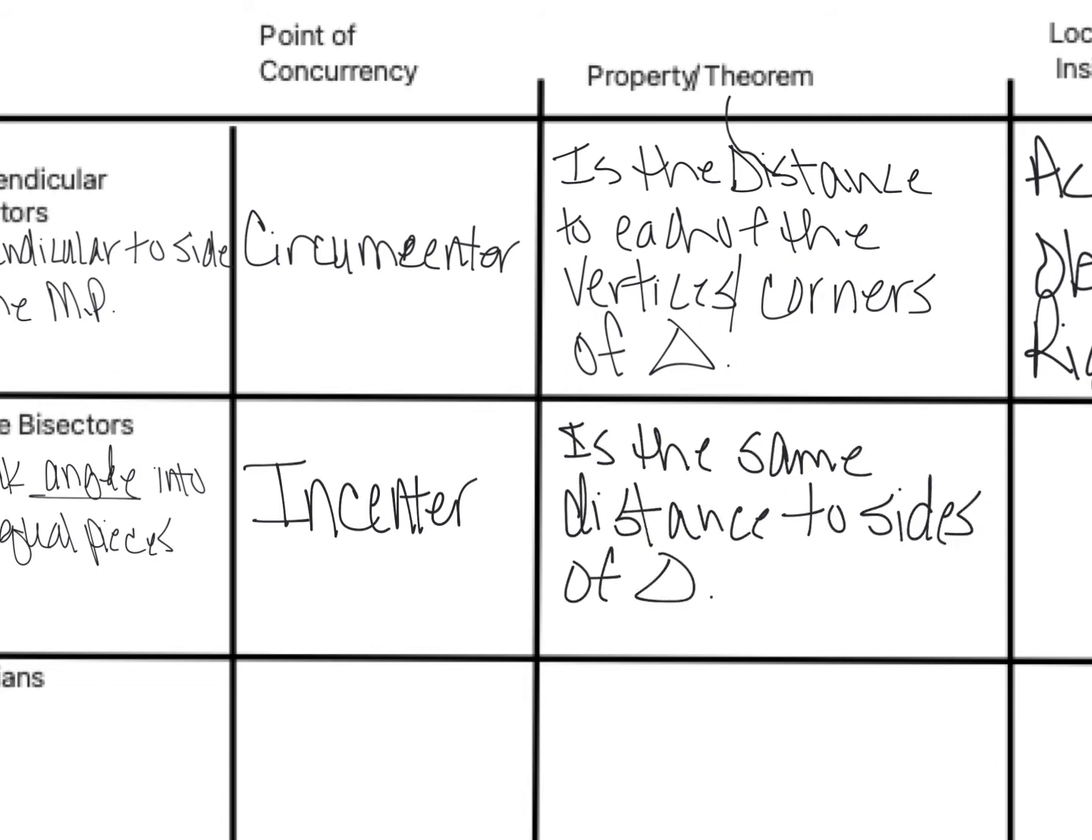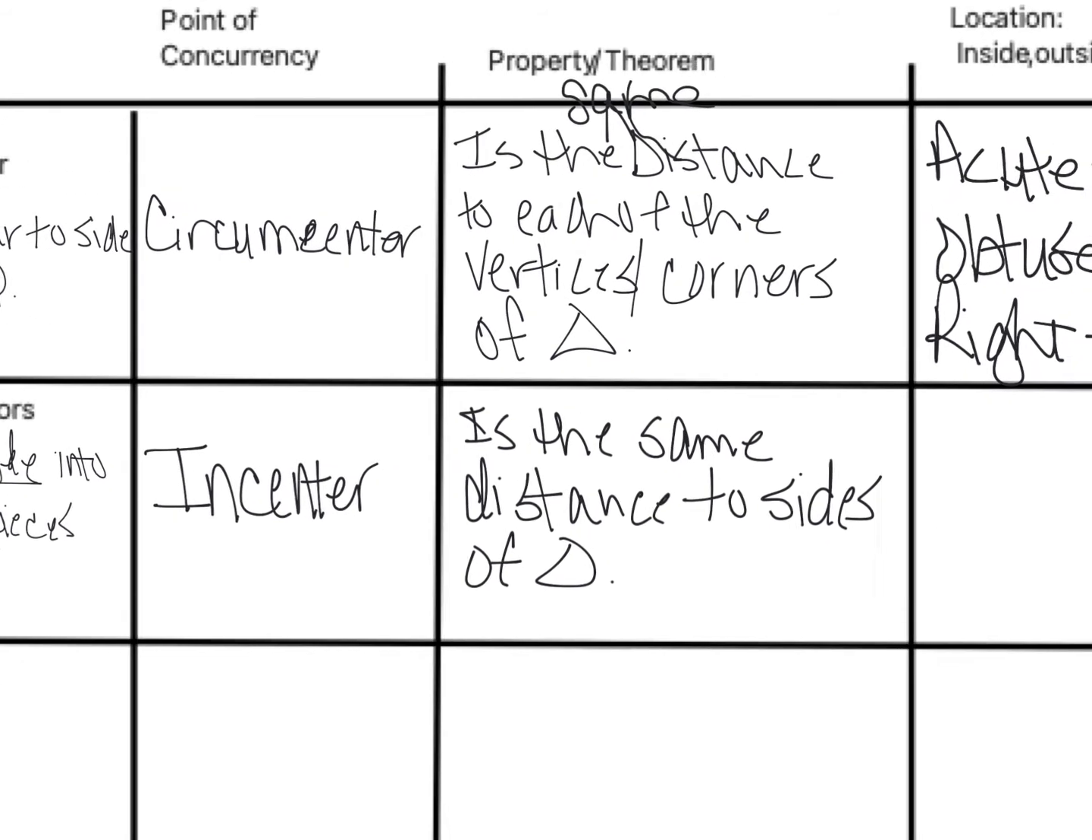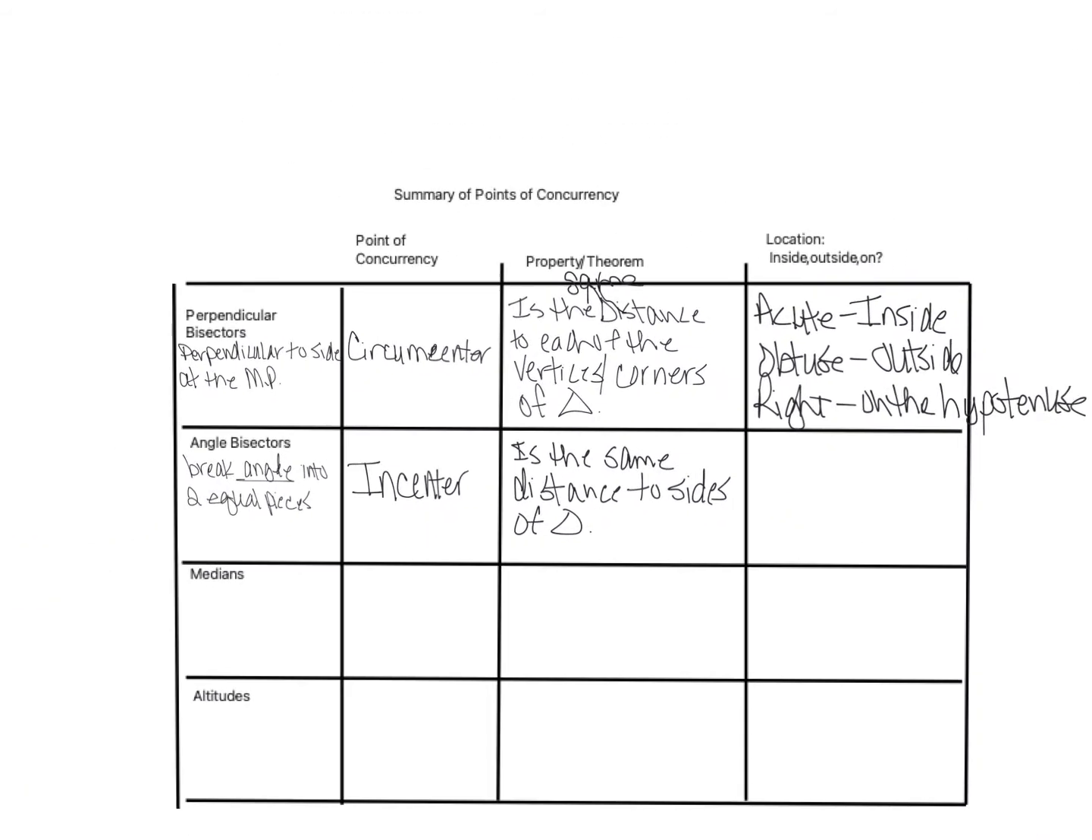And I'm just looking at what I wrote for the one right above, and it says "distance to each" but it should have been "is the same distance." I should have put that up there. All right, and then the incenter is always inside. Doesn't matter whether it's acute, right, or obtuse, it's always on the inside.